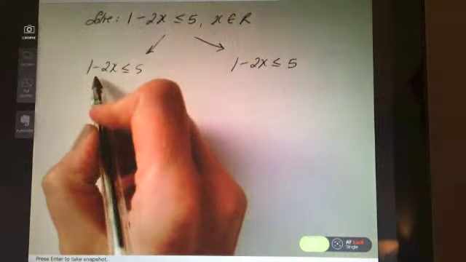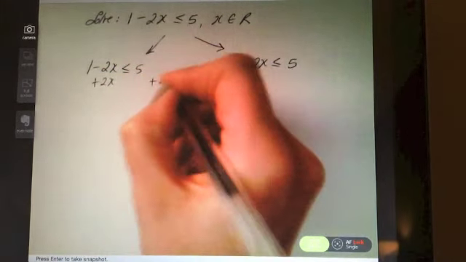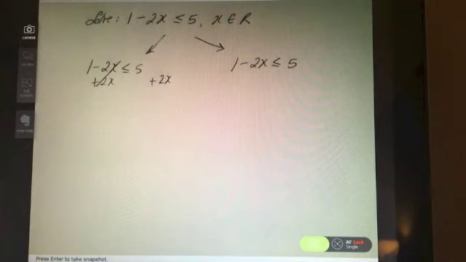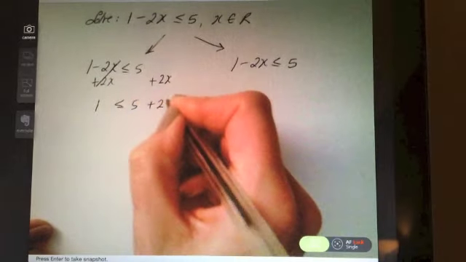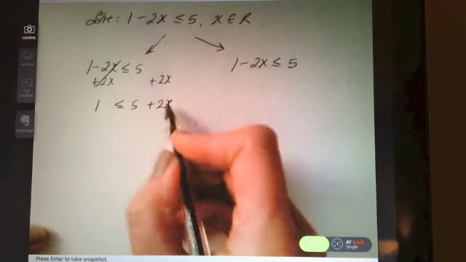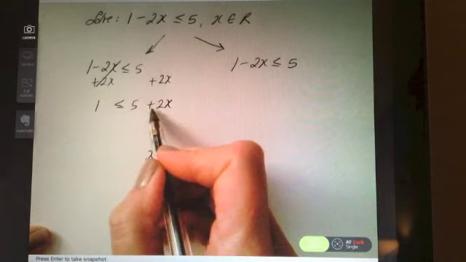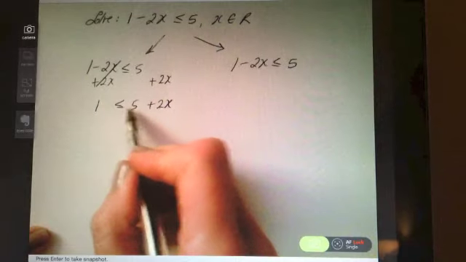So the first way would be to straight away add 2x to both sides so that we're not dealing with that negative 2x. And so I'm left with 1 less than or equal to 5 and 2x. And now I'm good to go. I'm going to deal with my x's on the right hand side, getting the x on its own. And so I want to get rid of the 2, which is attached, in which case I'll leave it till the end, and the 5, which is being added.